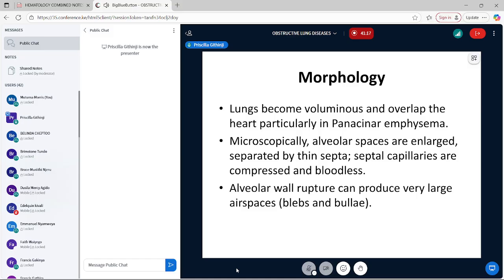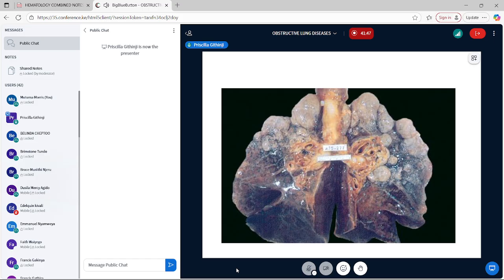Microscopically, your alveolar spaces are usually enlarged and they will be separated by a thin septa. Your septal capillaries are usually compressed and bloodless because of that enlargement. And because your alveolar spaces are enlarged, you can have alveolar wall rupture, and this can produce very large air spaces, what we now call the blebs or the bullae. It's like you have a blister. So you can see in this lung, these are your bullae and your blebs. It's like you have blisters on the lung.